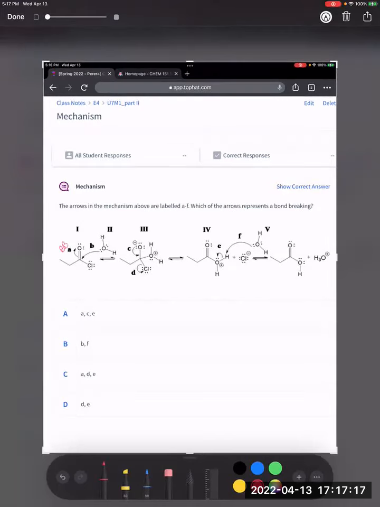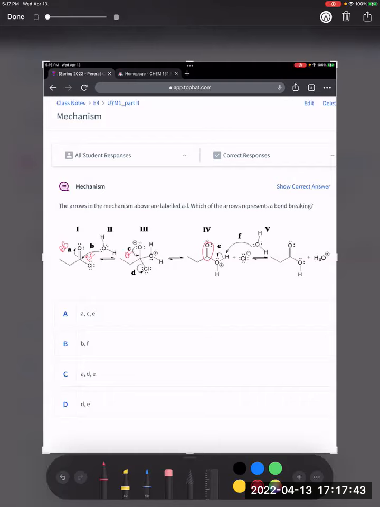And then arrow B, curved arrow B, is making a bond between this oxygen and carbon. So that's a bond forming arrow, BF. And then arrow C is forming a bond between oxygen and carbon. We can see that after that we have a double bond formed in structure 4. There's a bond forming arrow.